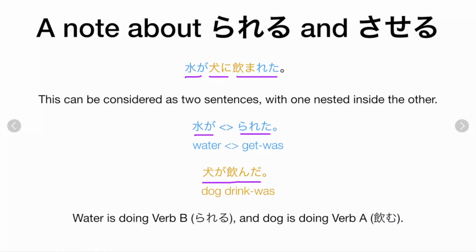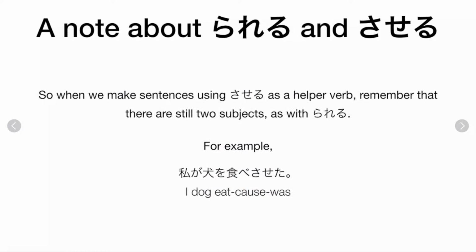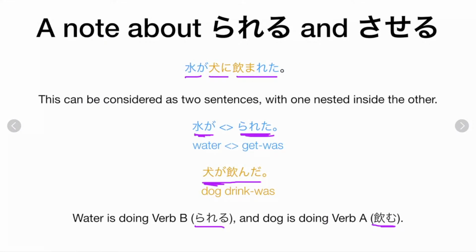So mizu ga inu ni nomarareta, right? Really, water is doing verb B, which is rareru, and the dog is doing verb A, which is nomu, to drink. If we make that saseru instead, we still have two subjects like we had with rareru. There is A, which is doing this, and water is doing B, and dog is doing A.